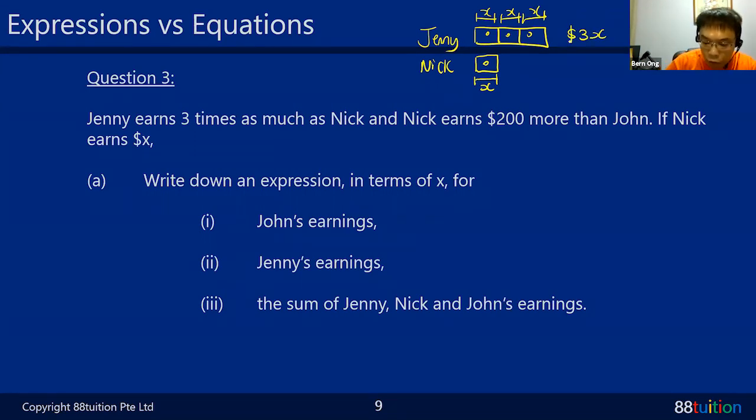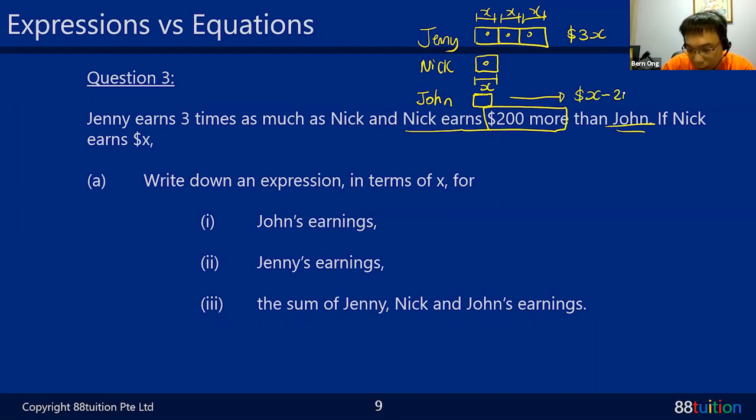Can you see now? And we also know that Nick earns $200 more than John. So John is shorter, right? John earns lesser because Nick earns more. So John can be written as X minus 200. It's the slight difference, the plus and the minus. You must ask yourself who earns more, who earns less. John earns less, minus 200 from Nick. So John's earning can be written as $(X minus 200). Jenny's earning is simply 3X.